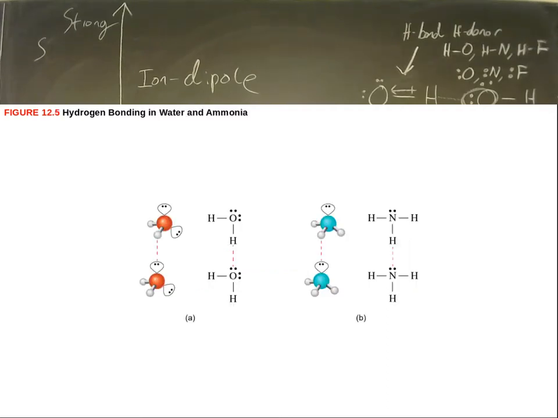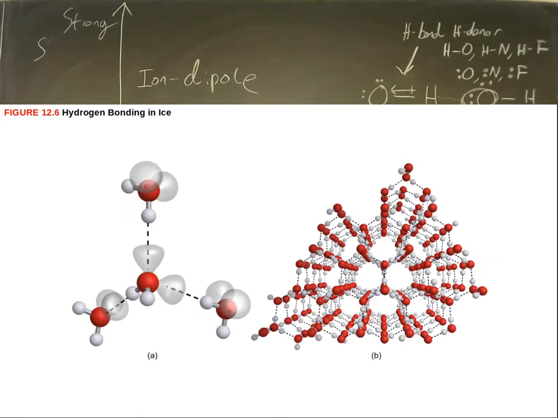Here's a couple more examples. Water on the left, like we've already drawn, and then ammonia, NH3, also has all of the components necessary for hydrogen bonding. If we look at the water molecule, those hydrogen bonds are highly directional. The water needs to orient itself relative to its hydrogen bonding partner so that the lone pair and the hydrogen atom are pointing directly toward each other.